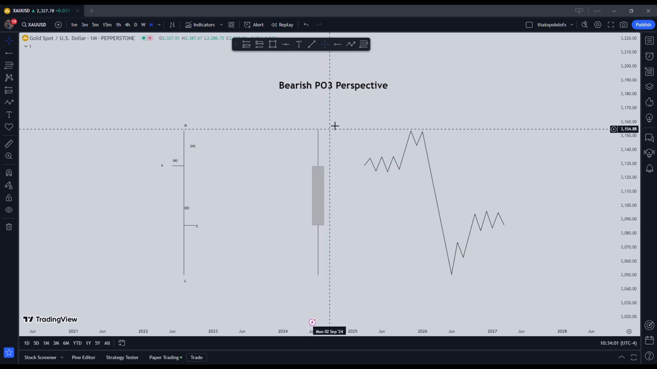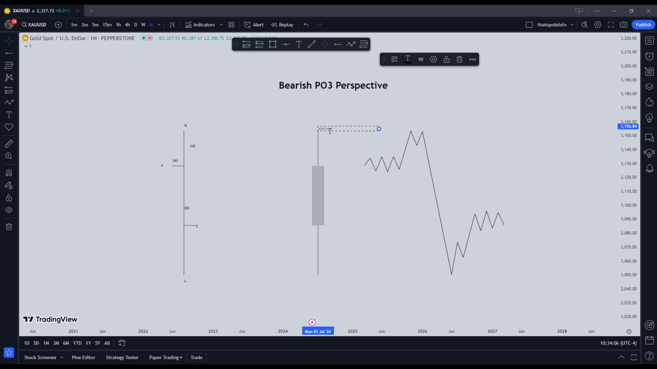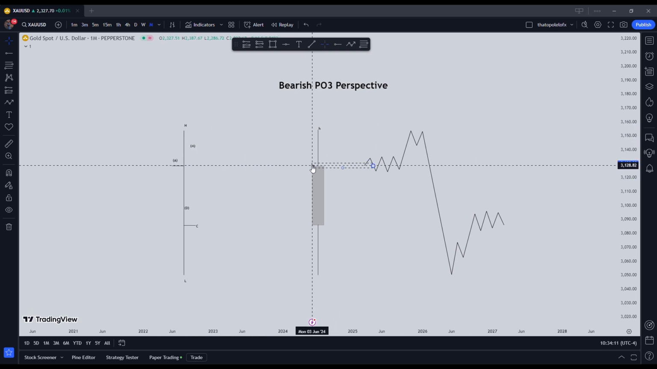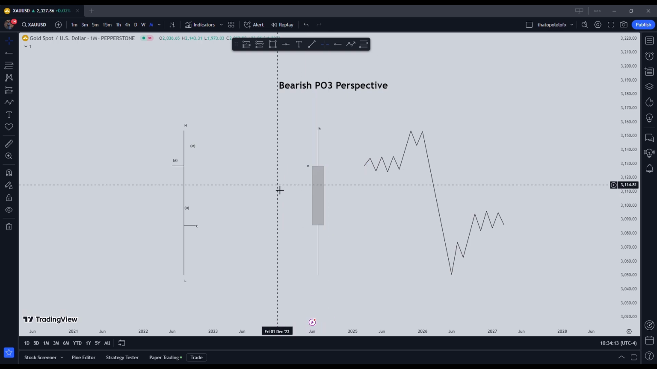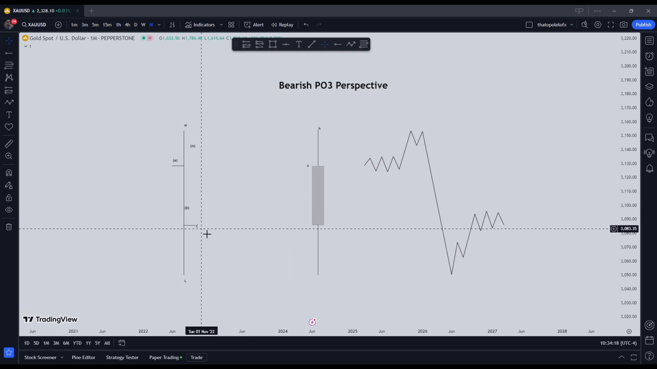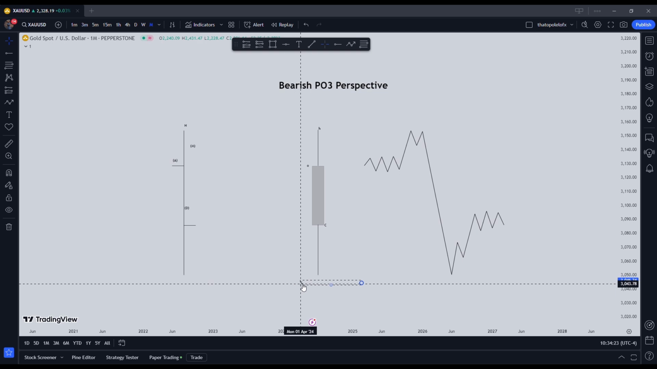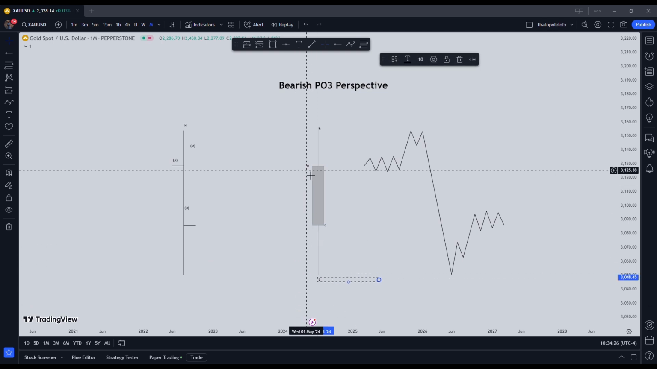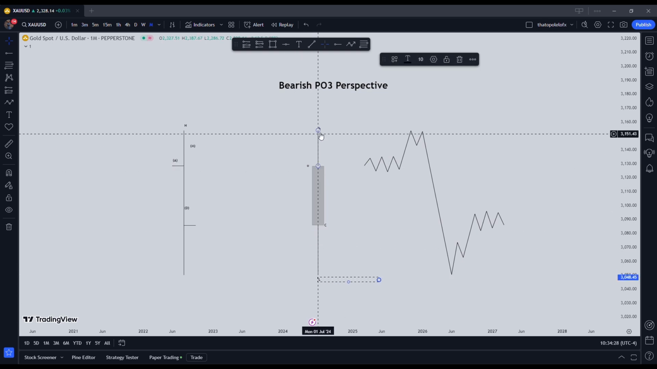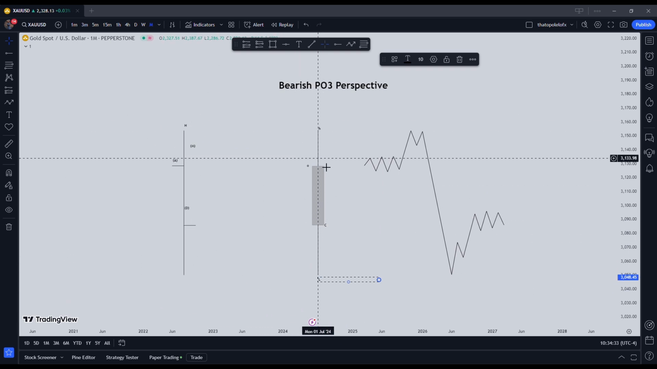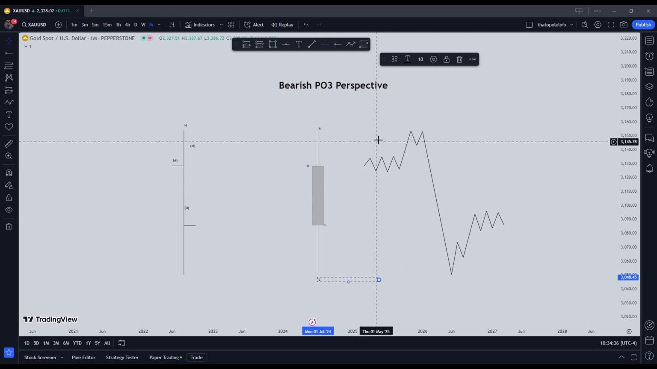So if I were to label this candle, it would have the high right here, and the opening right here. Like I said, a bearish candle has an open that is higher than the close, and then the close right here, and the low right here. So we have OHLC. That's why sometimes bar charts are called OHLC charts.